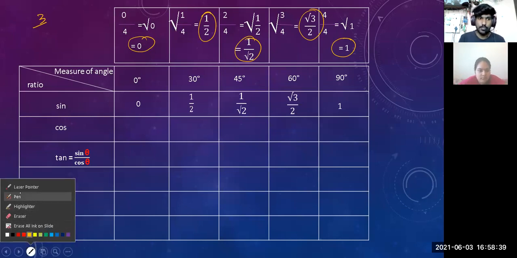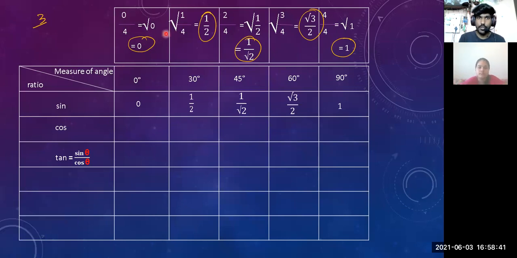Okay, so I'll just revise what we did till now. You first write 0, 1, 2, 3, and 4. Then you divide each of these numbers by 4. After dividing, you reduce it wherever it is getting reduced. So 2 by 4 got reduced. And then you take the square root of it. After taking the square root, whatever answer you get, you write in the first row here.